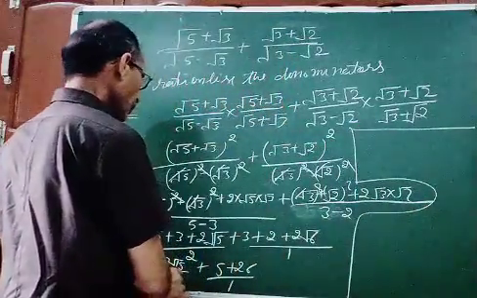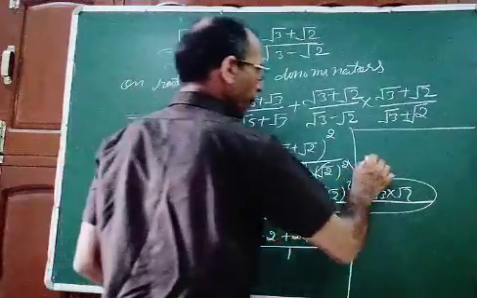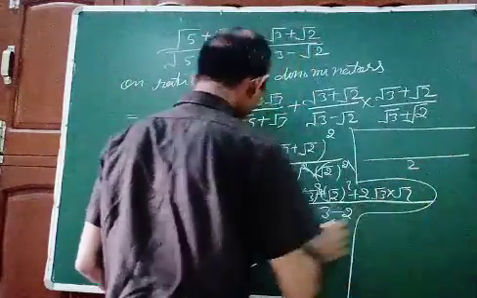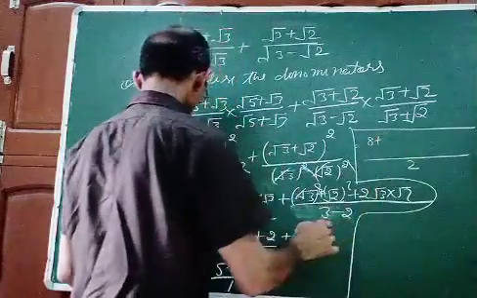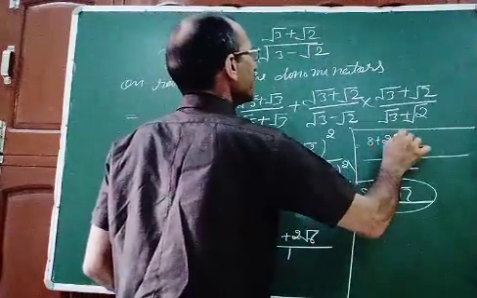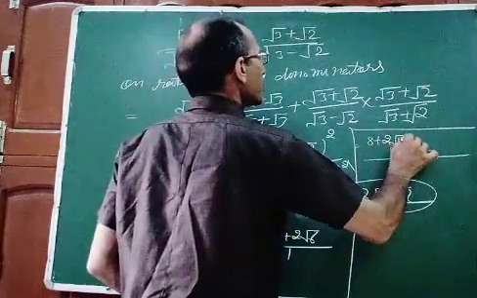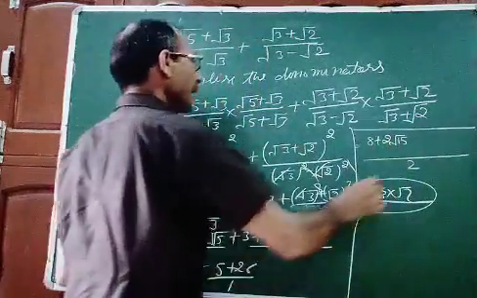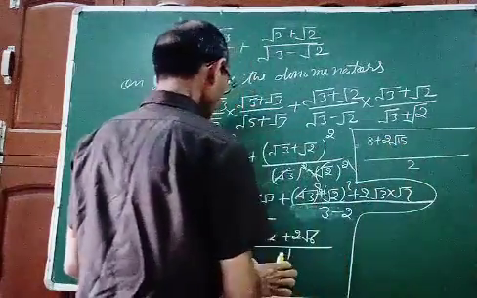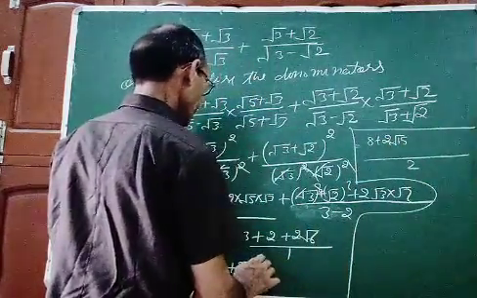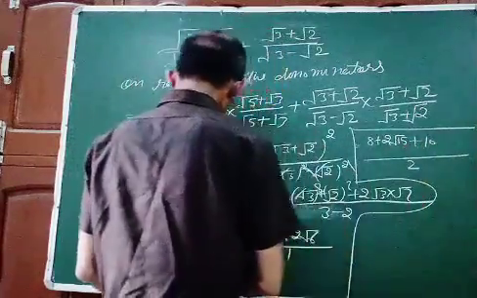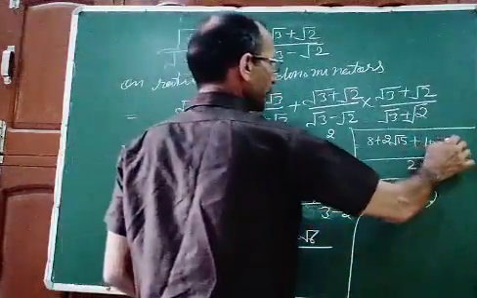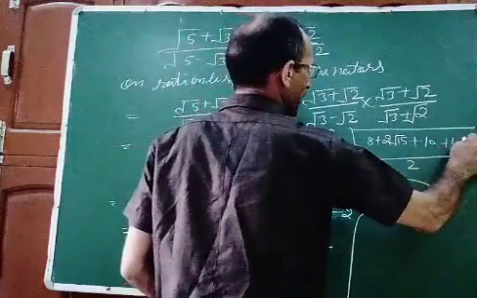Okay. 2 is the LCM. Now take the LCM, 2 is the LCM. 8 plus 2 root 15, 2 5s are 10, and 2 multiplied with 2 root 6, so 4 root 6.